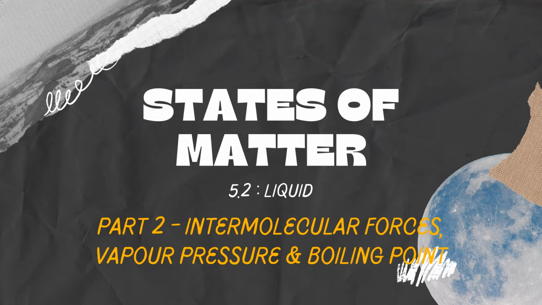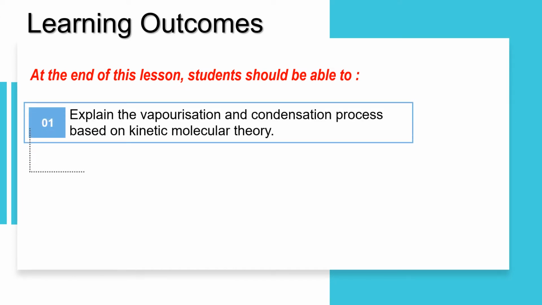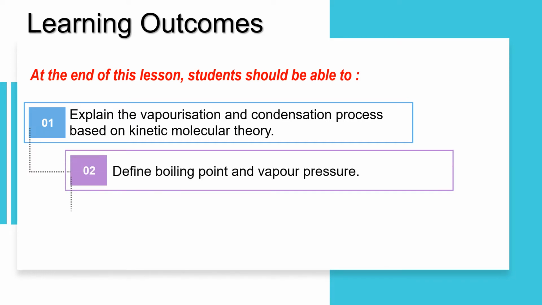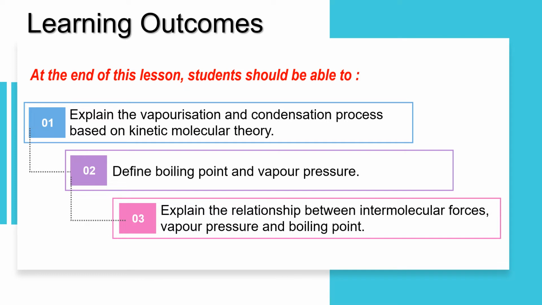In this video, we are going to discuss the relationship between intermolecular forces, vapor pressure, and boiling points. At the end of this lesson, students should be able to explain the vaporization and condensation process based on kinetic molecular theory. Students need to define boiling point and vapor pressure and explain the relationship between intermolecular forces, vapor pressure, and boiling point.